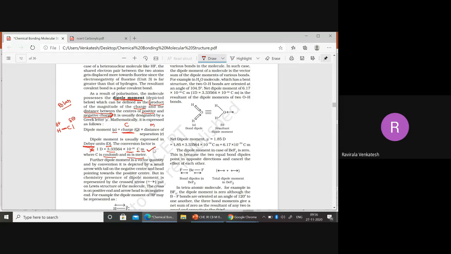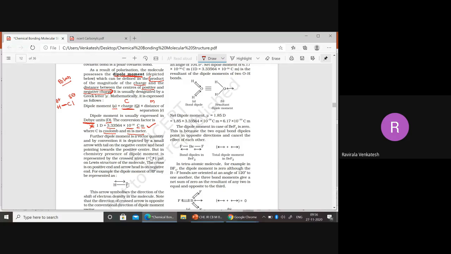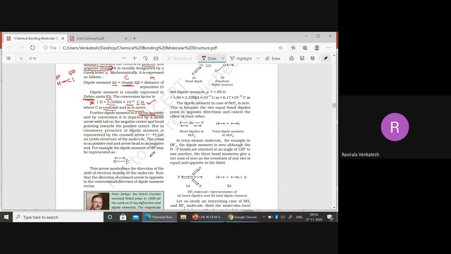Right? Now, further if you observe here, it's a vector quantity. I will explain vector quantity with an example. And it should be shown like this, with an arrow mark, a crossed arrow mark. This is shown, and how we have to show? From positive to negative charge. For example, if I want to show the dipole moment, from where do you have to show, from hydrogen to chlorine or chlorine to hydrogen, beta?